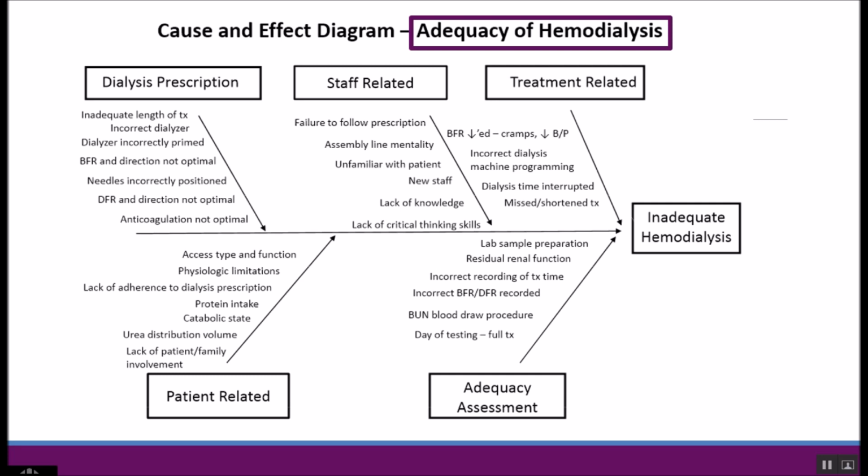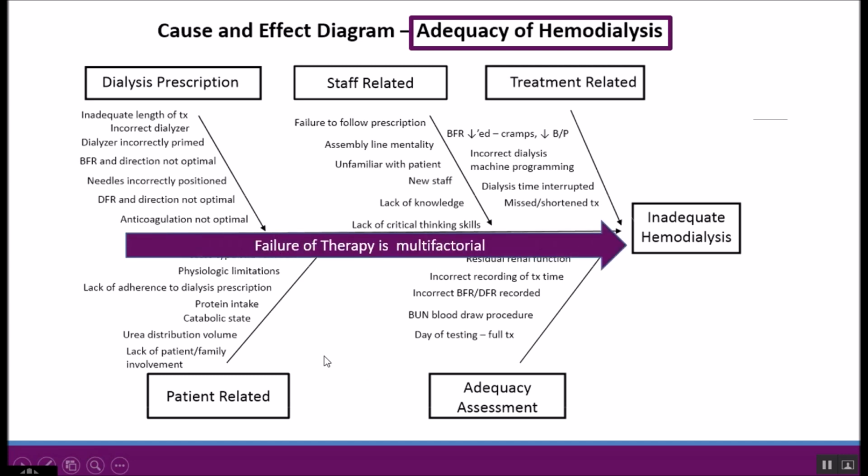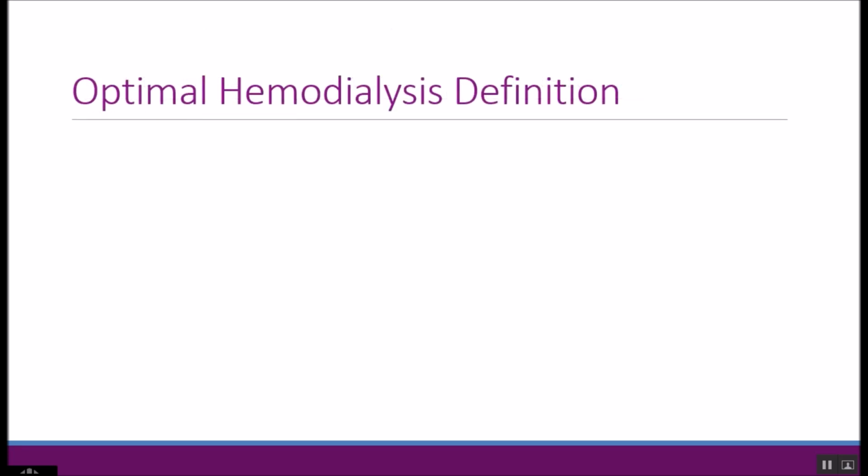The diagram of inadequacy of hemodialysis is multifactorial, and each step should be reviewed. We will focus on how the failure of therapy is due to adequacy assessment or in-patient treatment.